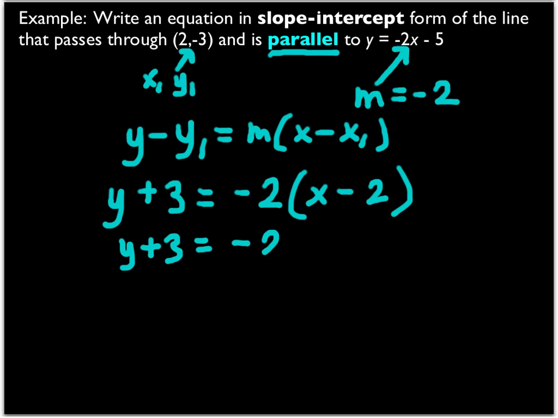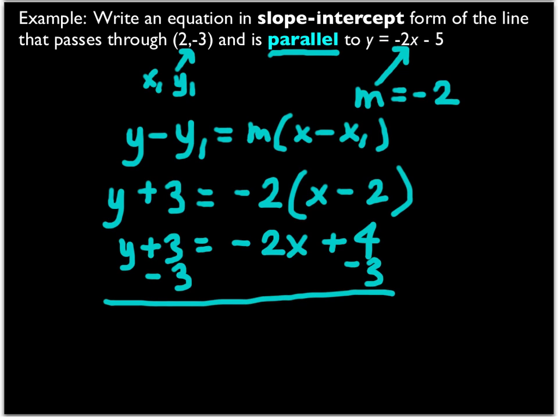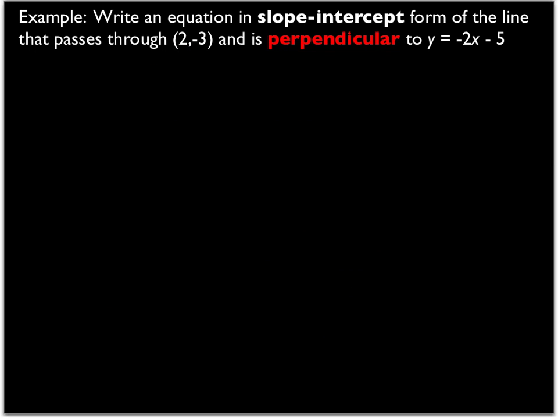I'm going to distribute this negative 2, so it's negative 2x plus 4, like that. Then I'm going to subtract 3 from each side, and that should do it for me. So my final answer would appear to be y equals negative 2x plus 1. Again, that's a line that's going to be parallel to the given one. It's going to go through this point. And you can tell because the m value or the slope is negative 2 in each case that would be true.